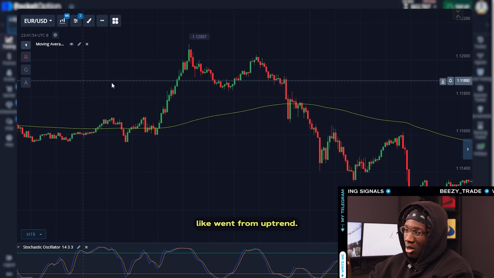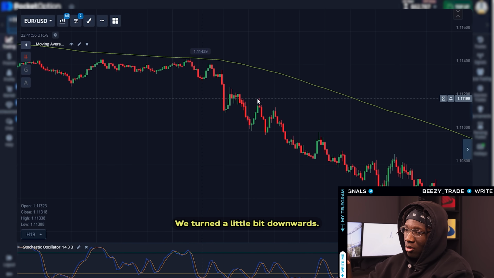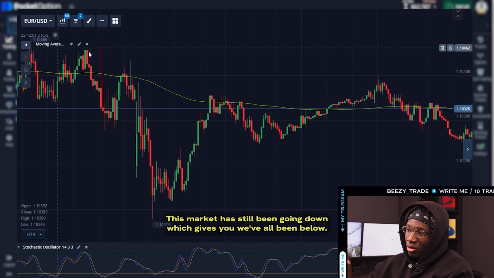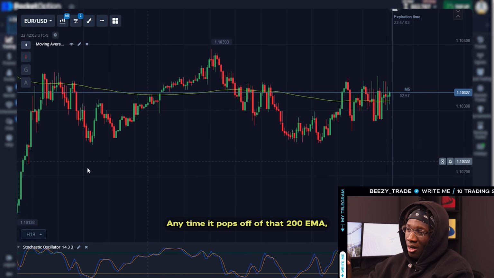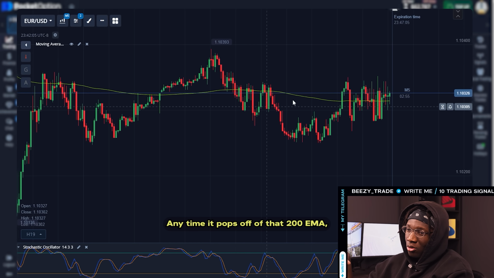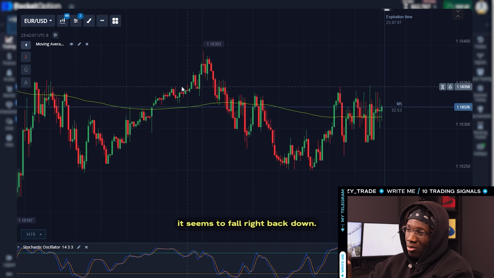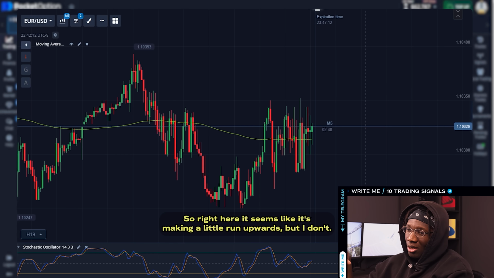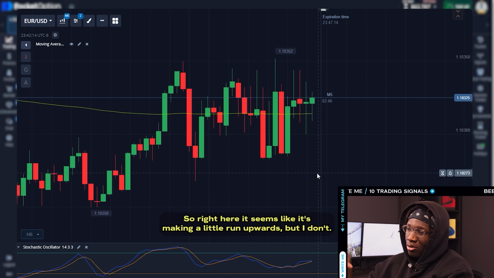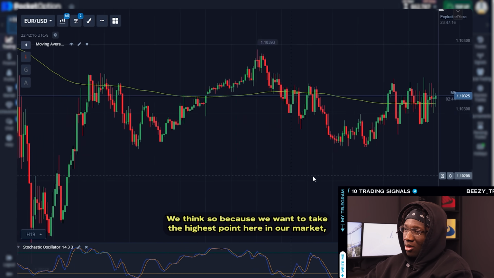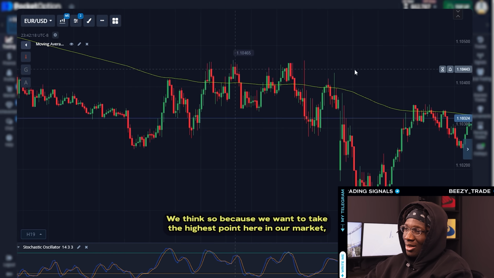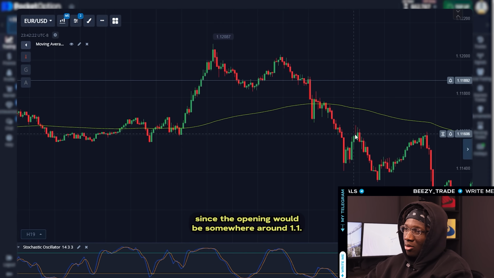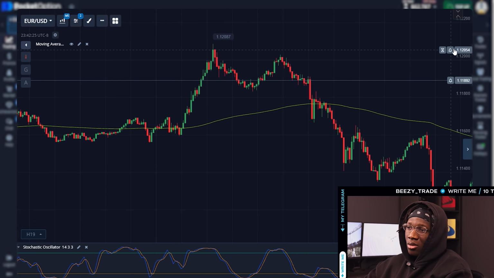Seeing like it went from an upward trend, we drew down a little bit downwards. This market has still been going downwards. You can see we've all been below. Anytime it pops off of that 200 EMA, it seems to fall right back down. So right here, it seems like it's making a little run upwards, but I don't really think so, because we want to take the highest point here in the market since the opening. Would be somewhere around 1.12.